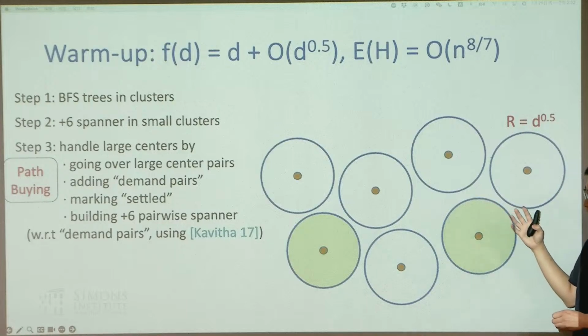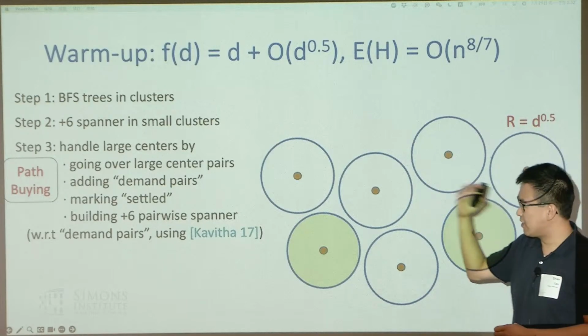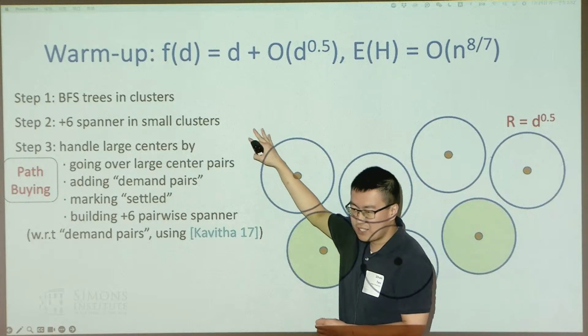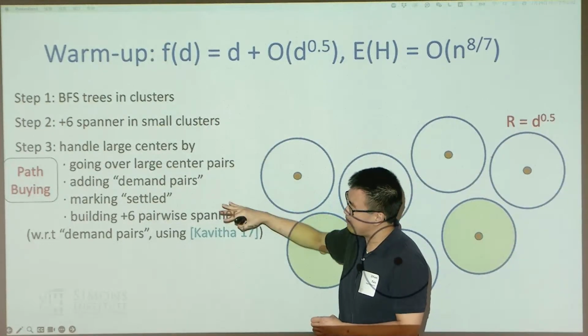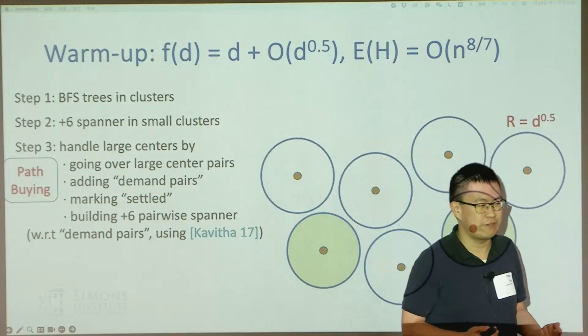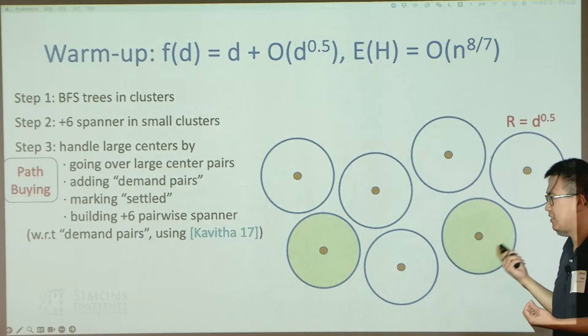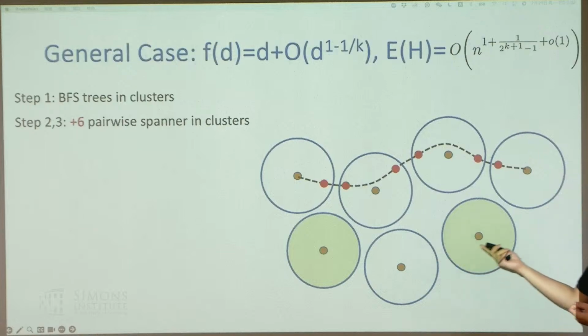Okay, so this is called path buying, and this term was coined before us. So basically, clusters, planting small spanners and path buying are all techniques used in the previous work. We just combine them in a slightly different way to achieve the optimal stretch. Okay, so that's basically it.